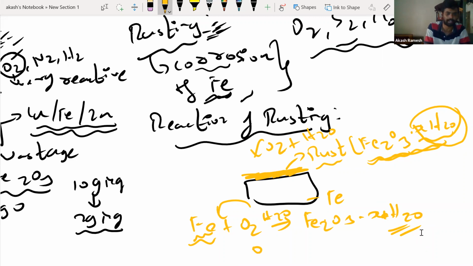Oxygen will be 0 here, charge, and here it will be -2. So obviously for this, you would have added electrons. So definitely oxygen is the one undergoing reduction, and iron is the one undergoing oxidation. As simple as that.